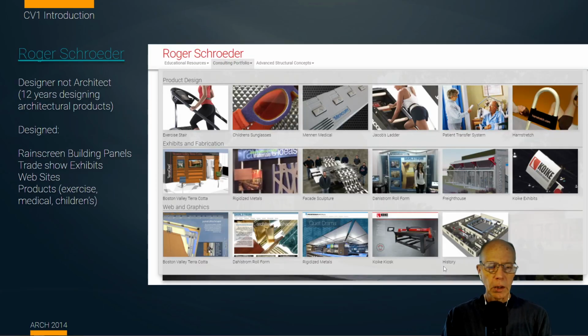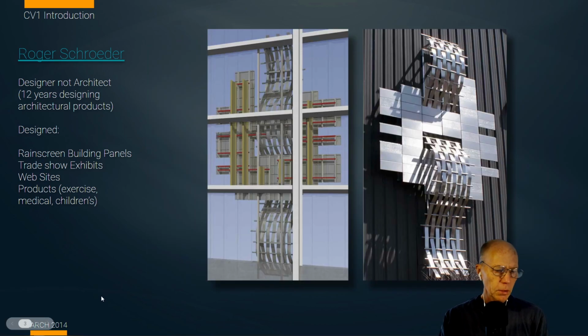So a little bit about myself. I'm not an architect. I'm a designer. I have 12 years of architectural product design experience consulting for companies. But I've also done product design and trade show exhibits, a whole bunch of things that bring useful experiences to the teaching environment. So here's, for example, a sculpture I made while I was consulting for Rigidized Metals. It's both a facade and a fabricated piece, and I went through the process of designing and having that fabricated and installed.